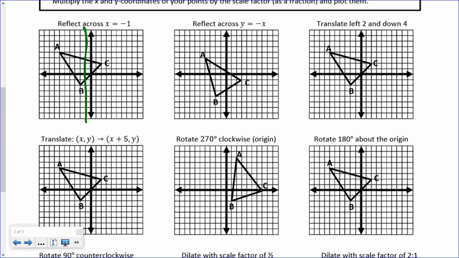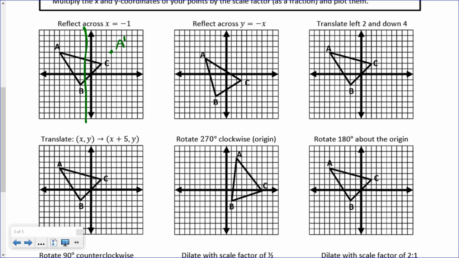Lines that start with x equals need to cross the x-axis, so they are vertical. It crosses at the value -1. So we have this line here. This is one of our vertical mirrors, so all I have to do is count. How far is A from our mirror? Go ahead and count. 5. Well, it's 5 away, so you're just going to repeat 5 on the other side. So starting from the mirror, you're going to count out 5. 1, 2, 3, 4, 5. That's A prime.